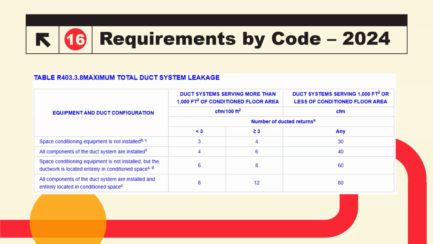But as you notice at the very bottom in that center column, we've got 12 CFM allowed. We haven't really seen that as an allowable leakage since the 2009 code. But again, that doesn't make it any easier. It's still going to be difficult to get there, per se.